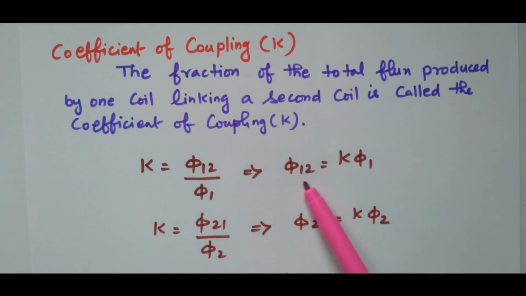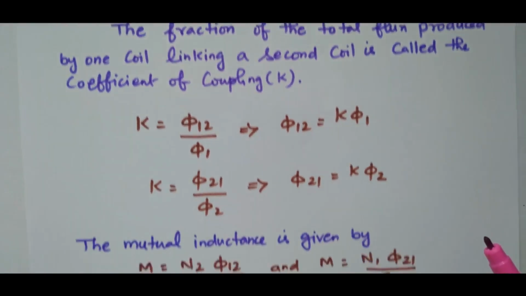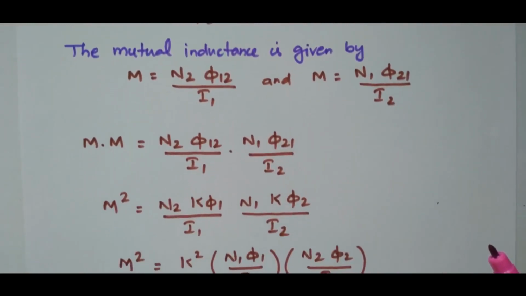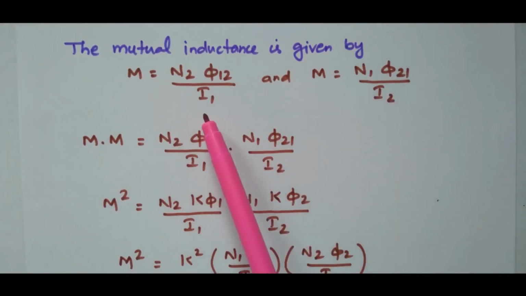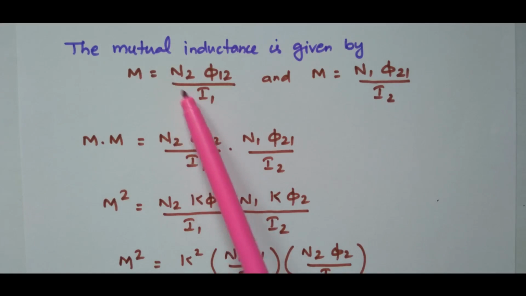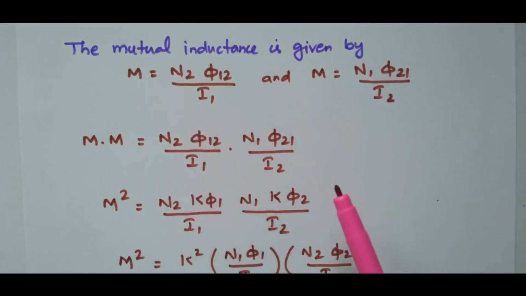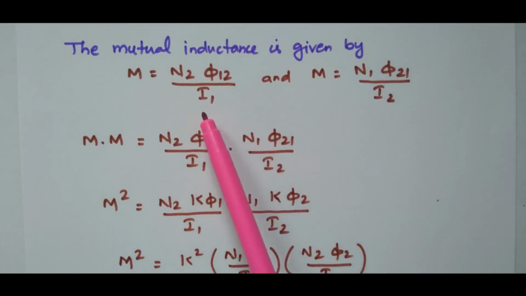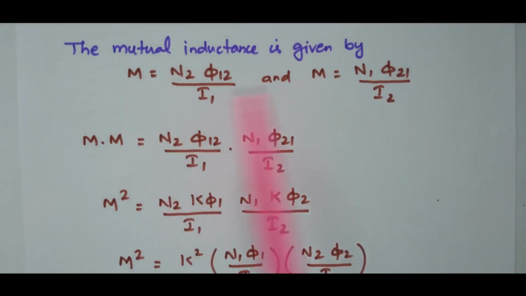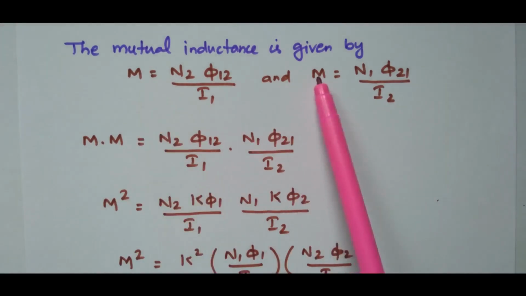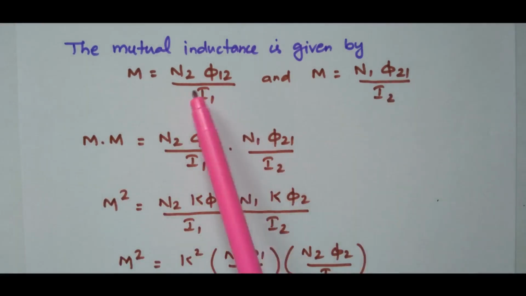That can be calculated from the coefficient of coupling. Right? Now we have two expressions. Phi 12 can be written as K into phi 1, and phi 21 can be written as K into phi 2. Now we'll refer to the mutual inductance. There are two expressions available for mutual inductance while referring to coil 1 and coil 2. If coil 1 is energized, this is the term, N2 phi 12 divided by I1. If coil 2 is energized, this is the term, N1 phi 21 divided by I2. Now we will multiply on both sides. Both left-hand side and right-hand side terms are multiplied. M into M, that is M square.